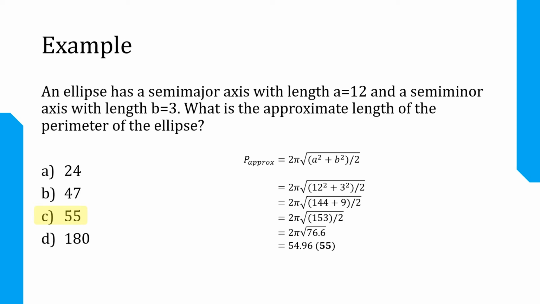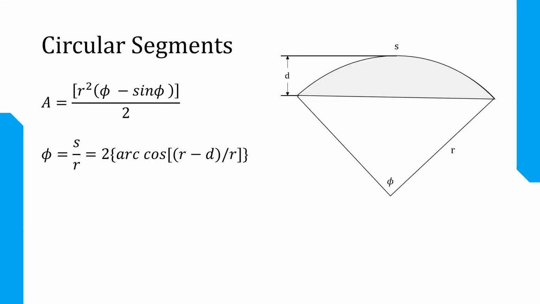So let's start with an example problem. An ellipse has a semi-major axis with length A being 12 and a semi-minor axis with length B being 3. What is the approximate length of the perimeter of the ellipse? So we're using the approximate perimeter equation, giving us the formula 2 times pi times the square root of a squared plus b squared divided by 2. And when you plug in those values and simplify that out through the calculator, you'll get an answer to be roughly 55.